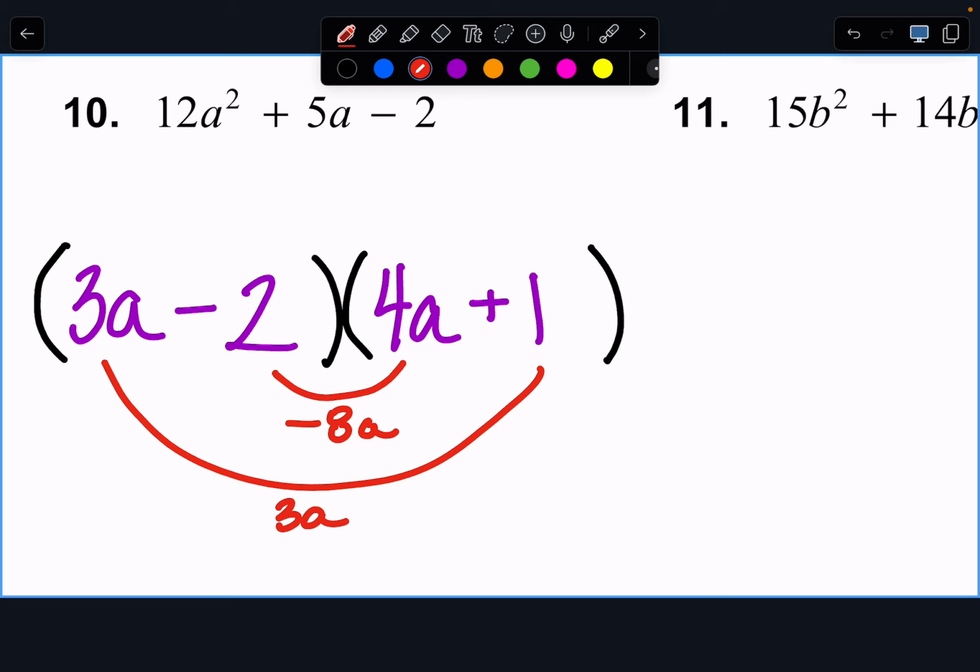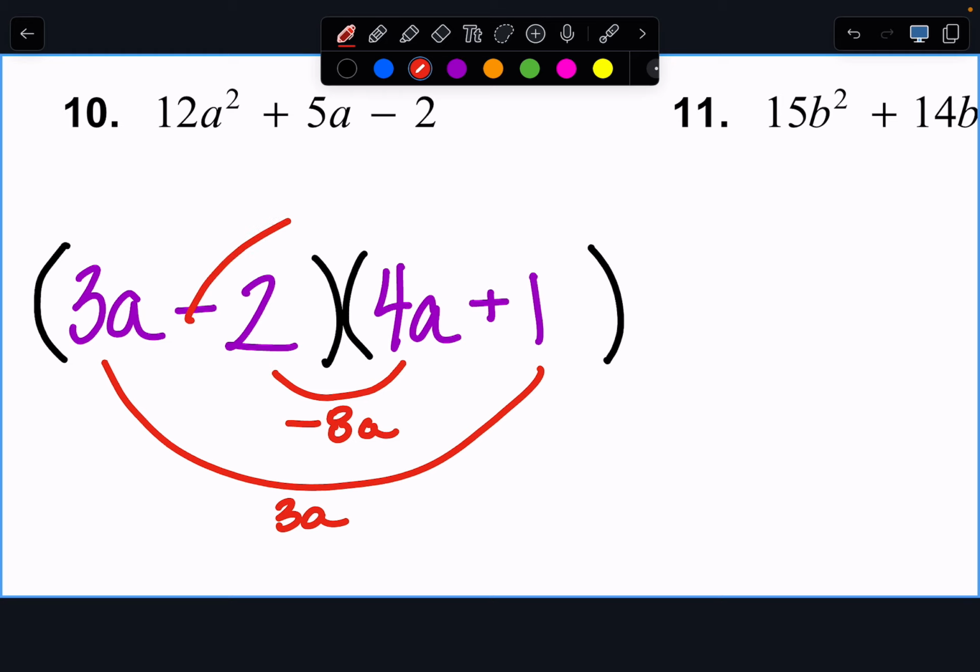If you get the opposite number for your O plus I, like we need a positive 5, but we got a negative 5, this means we have the numbers in the right place, but what do we need to change? The 2 and the 1. We have the numbers in the right place.